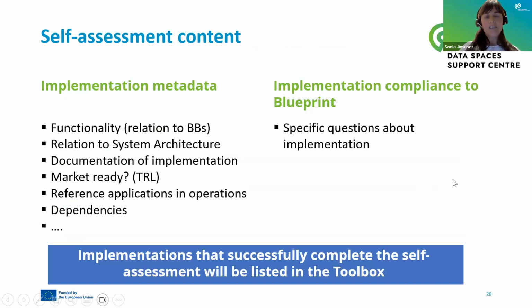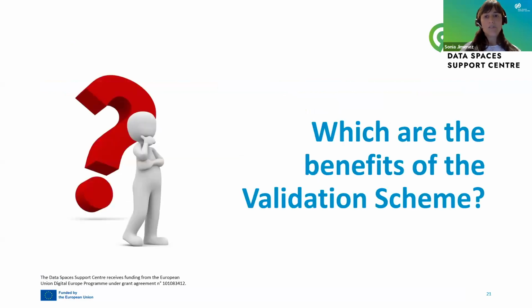Regarding the content of the self-assessment, we will have some more generic data, so implementation metadata, some examples you can see here. But then we will have some specific questions about the implementations. The generic data we also need to be able to filter and make it easier for others to find the right implementations, and then specific questions regarding the components that were shown previously. With both types of information, we will create a self-assessment for every component. And then the implementations that successfully complete the self-assessment will be listed in the toolbox.